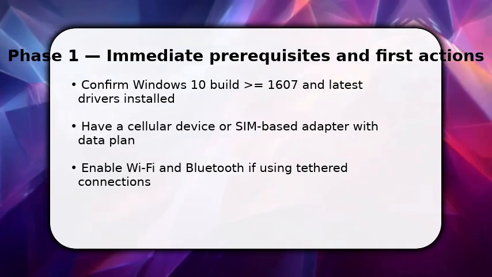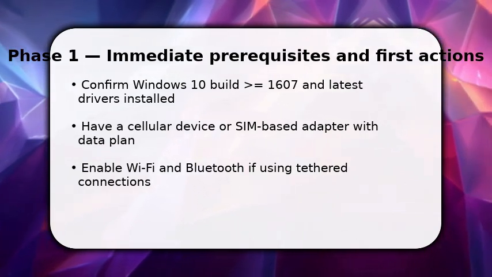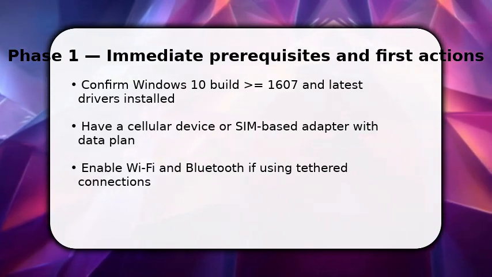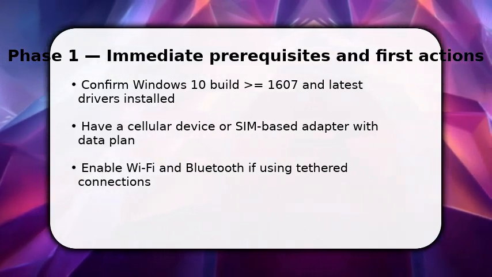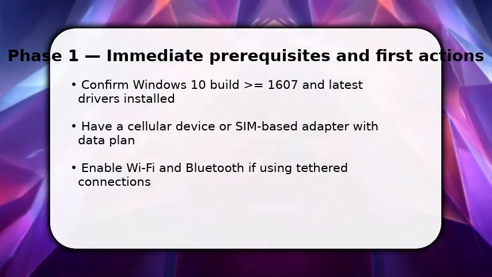Make sure Wi-Fi is turned on. If you plan to share via Bluetooth, enable Bluetooth now. You do this so Windows can create and broadcast a hotspot network. Next, click Mobile Hotspot in the left menu to begin the hotspot configuration process.